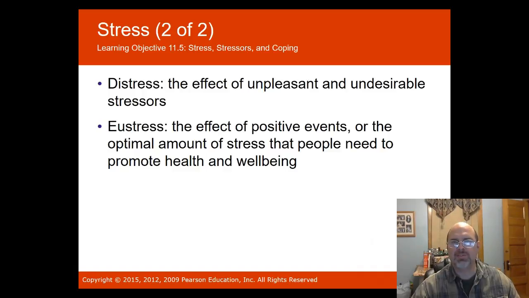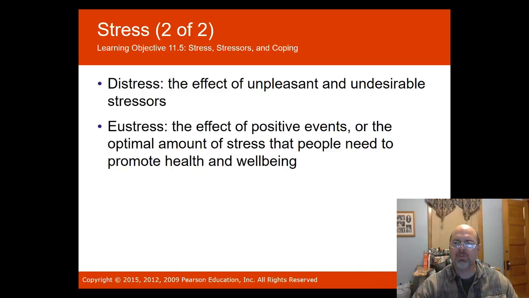Now, eustress is the effect of positive events, or the optimal amount of stress needed to promote health and well-being. An example of eustress would be marriage, because hey, that's a positive thing. I'm getting married, but there's also an added stress. You have to learn to live in community, to share your bed, to share your space, to share your time. So it requires the person to adapt in a positive way, but it's new stress.